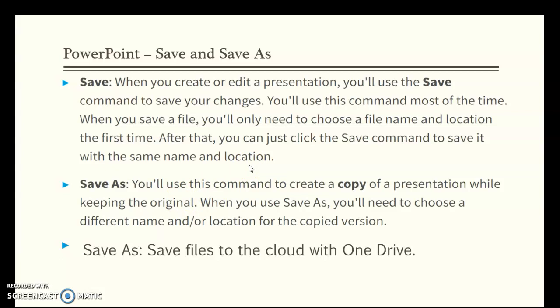You could choose File and then the option Save As, and that would be the time that you would change it from Presentation 1 to something that you will be able to locate later on. And you can also save it to your OneDrive.